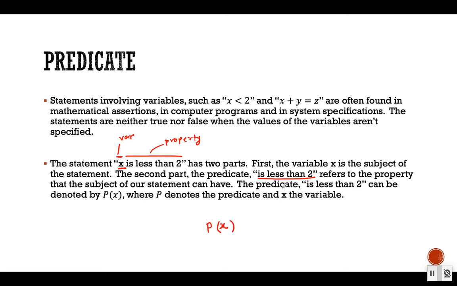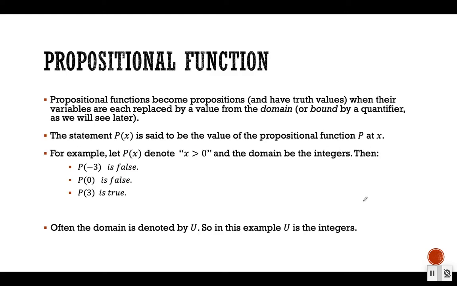Now, the predicate here, is less than 2, can be denoted as P of x, where P denotes the predicate and x denotes the variable. Where we write it like that, it looks like a function, and we also say it's a propositional function. A propositional function represents a property about a variable.